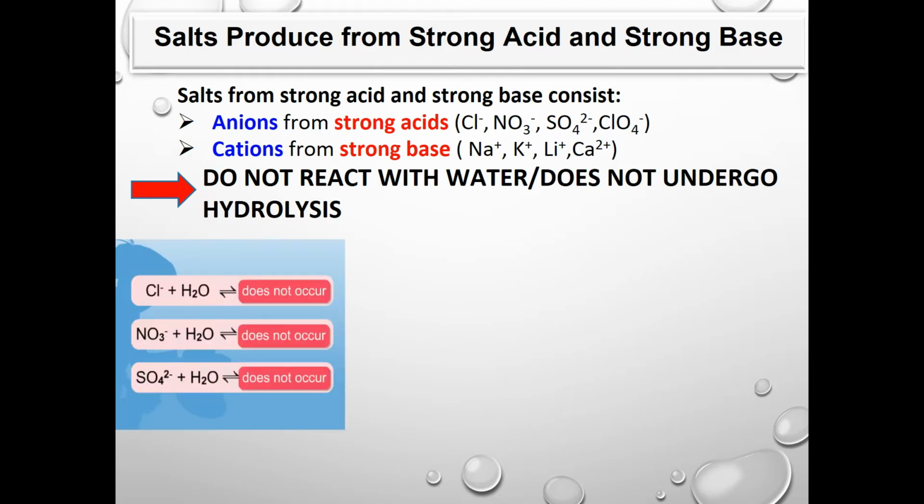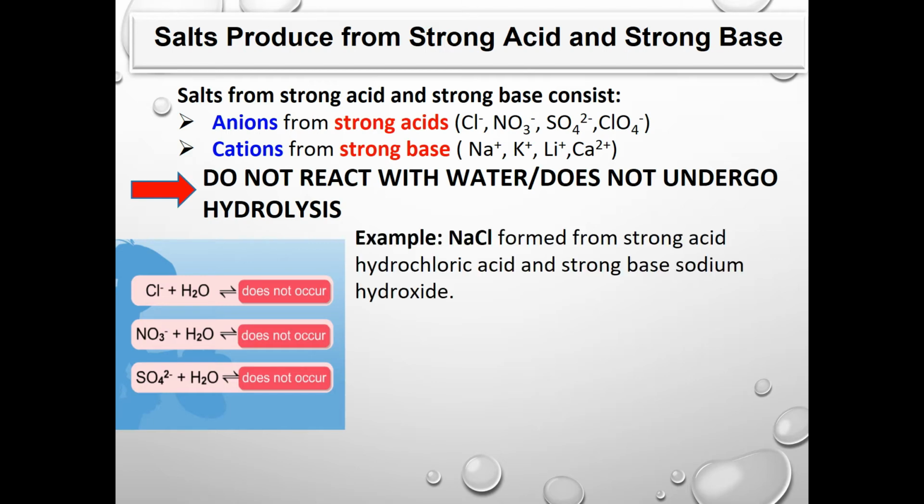For example, anions from strong acids such as chloride ions, nitrate ions, and sulfate ions are extremely weak bases which do not react with water. Similarly, cations from strong bases, for example, sodium ions, potassium ions, lithium, and calcium ions, are extremely weak acids which do not react with water.